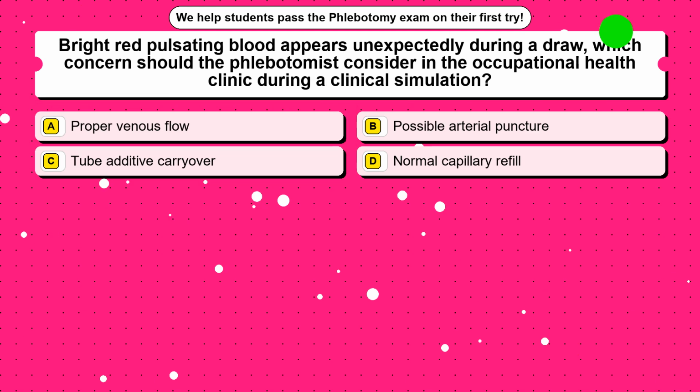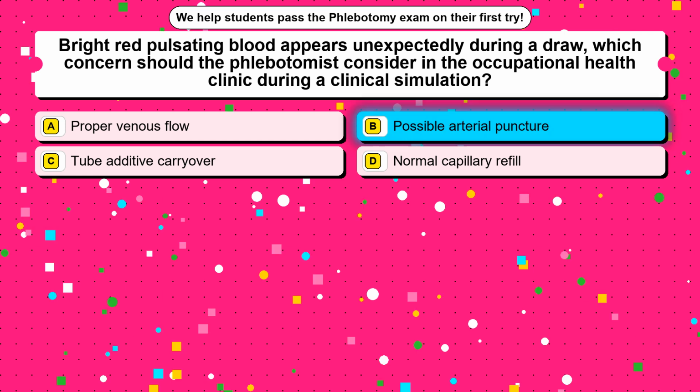Question 8. Bright red pulsating blood appears unexpectedly during a draw. Which concern should the phlebotomist consider in the occupational health clinic during a clinical simulation? Option A. Proper venous flow. Option B. Possible arterial puncture. Option C. Tube additive carryover. Option D. Normal capillary refill.